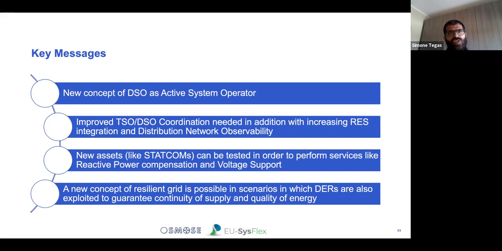We are demonstrating that new assets like STATCOMs, in our case, can be tested in order to perform services like reactive power compensation and voltage support. And last aspect, which could be a consequence of all the three previous points: a new concept of resilient grid is possible in scenarios in which all the distributed energy resources can be exploited also to guarantee the continuity of supply and quality of energy. So use of these resources when possible, not only to provide auxiliary services to the TSO, but also to provide an always better quality of service within the distribution network. So I conclude my intervention.